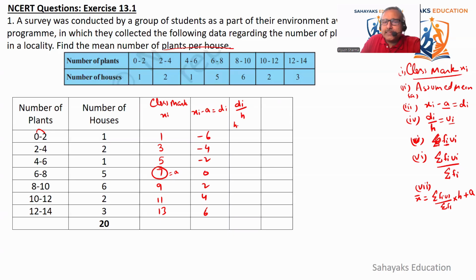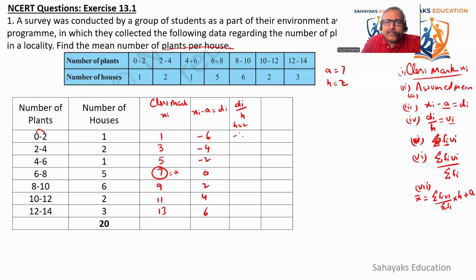So I'm going to write h is equal to 2. This is something which you have considered here. You can write it as a is equal to 7, which we considered, and h is equal to 2. I'm writing it here because it will be helpful in the later computation. So h is equal to 2, so we'll divide the entire thing by 2.